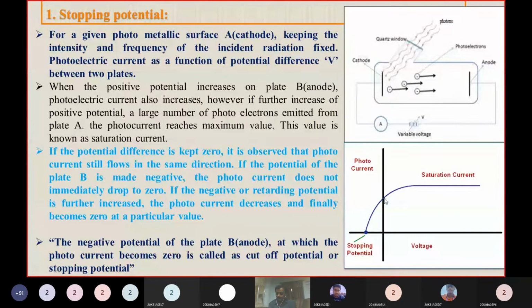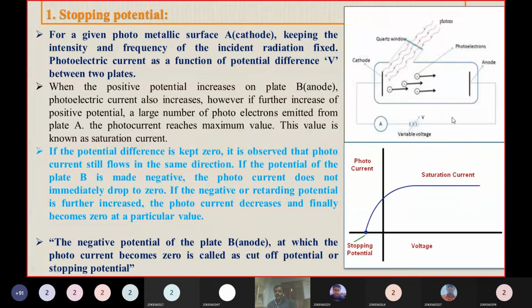Even if we make the potential difference zero, some current is passing through the circuit. Now, previously I applied the positive terminal here and the negative terminal here. What I will do now is apply the negative terminal here and the positive terminal here. That means I am applying voltage in the opposite direction.